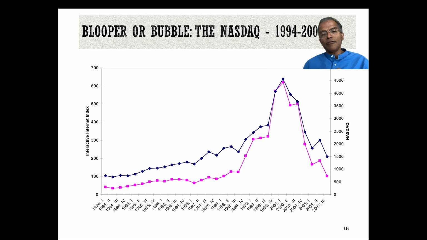In contrast, if you look at the NASDAQ between 1994 and 2001, there's much better evidence that this was a bubble in hindsight, that there wasn't a basis for the push-up you saw. But as I said, drawing that line between a blooper and a bubble is really difficult to do.